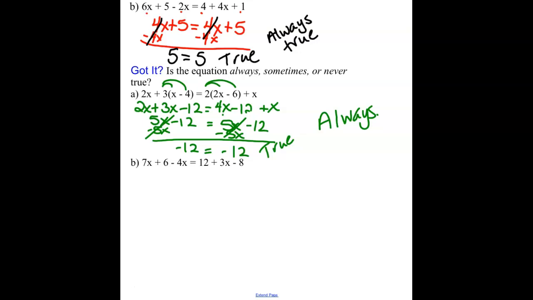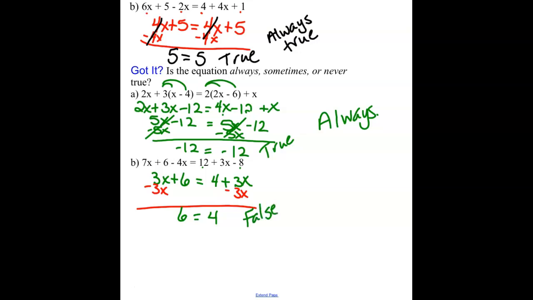For this last one here, combining like terms, 7x minus 4x would be 3x. On this side, combining like terms, the 12 minus 8 would be 4. Getting variables to one side, we're going to subtract our 3x's. And we are left with the statement 6 equals 4. Again, since we have a false statement with no variables left, we say no solution. There's nothing we could have used for x that would have made that true. No solution means it's never going to be true.